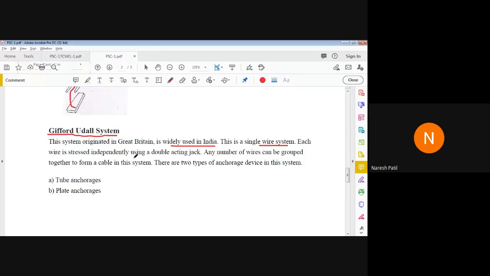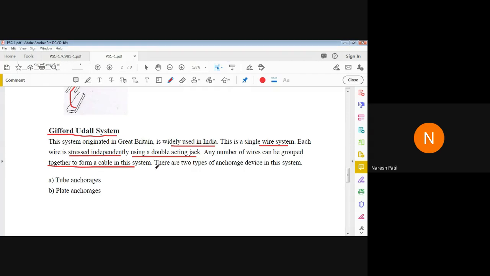In the first method, all the cables are stretched at a time. Second method, only 2 cables. In this method, only one cable will be stretched at a time. That is stretched independently using a double acting jack. So again here the hydraulic jack will be used to stretch the cable. Then any number of wires can be grouped together to form a cable. So here again the number of wires will be used to group a cable or to compose the single cable.